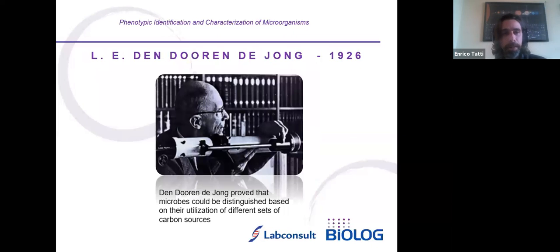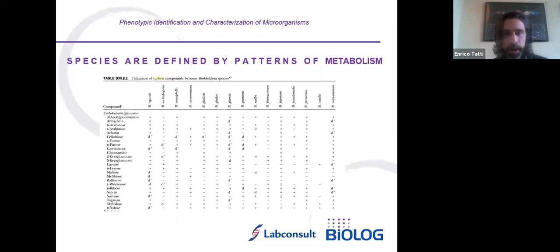The first pioneer who thought that all this complexity could be analyzed from a phenotypic point of view was a scientist in the Netherlands called Dan Doren de Jong, who in 1926 proved that microorganisms could be distinguished based on their metabolic features, and in particular by how they could or could not utilize different sets of carbon sources. I'm going to show you now a publication from Doren de Jong in 1926, in which he was able to define different species of Burkholderia based on their utilization or non-utilization of several carbon sources.